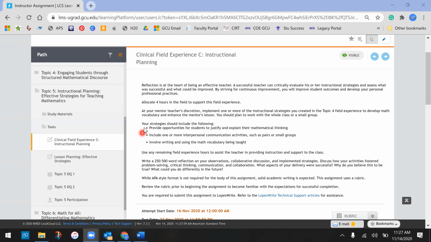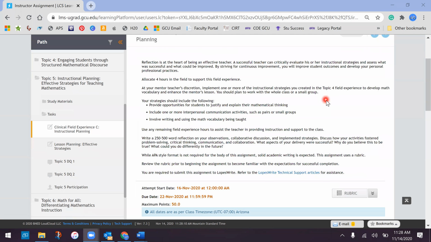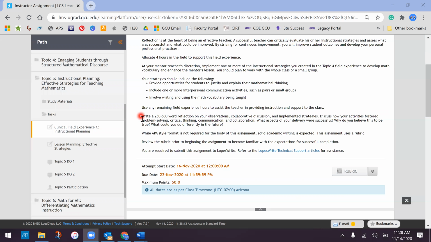So you're going to ask your mentor teacher if you can please teach and support with a lesson and add in a few strategies to the lesson she's planned. Once you do that, you're going to write a reflection on observations and your implemented strategies. You're going to talk about how those activities fostered problem solving, critical thinking, communication, and collaboration. And then you're going to reflect on what was successful and why it was successful and what you think you would do differently in the future.